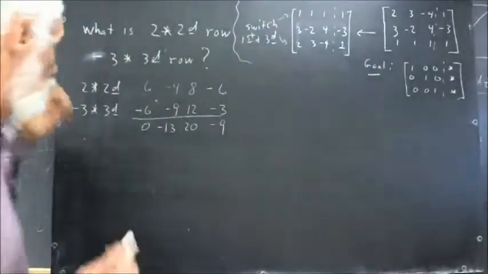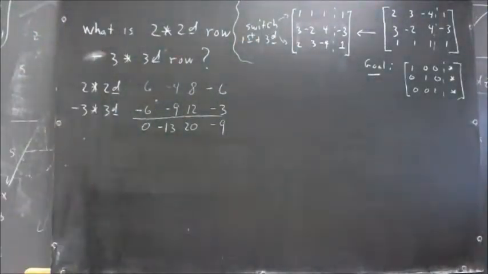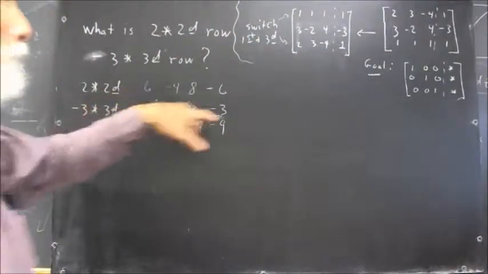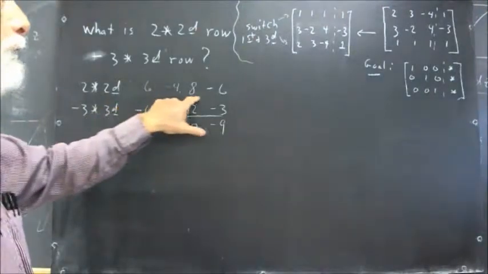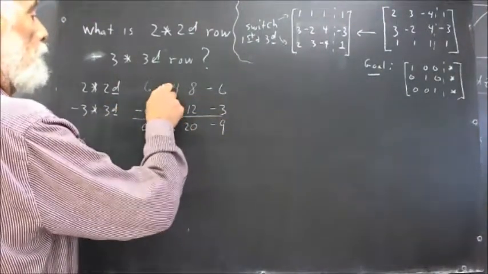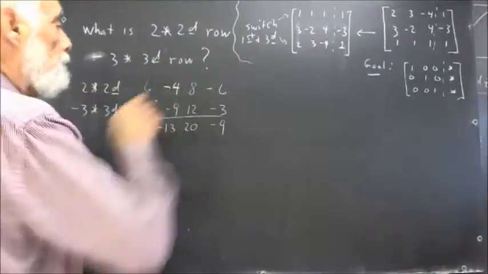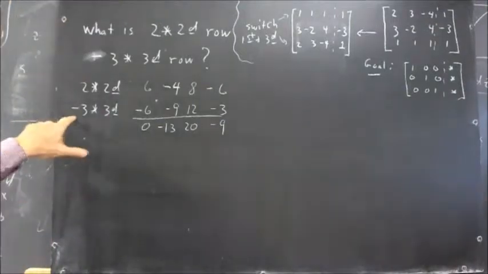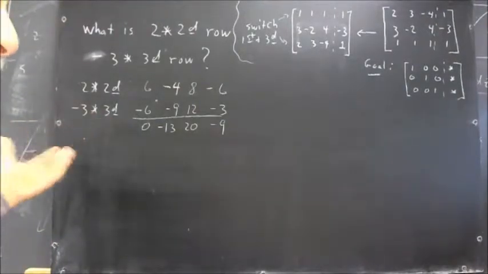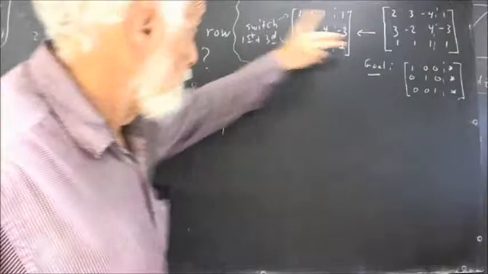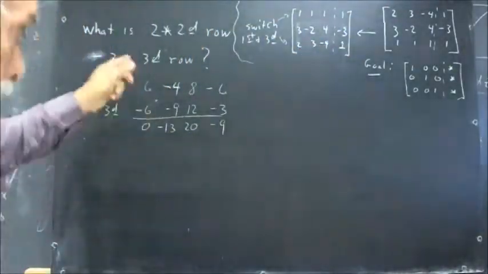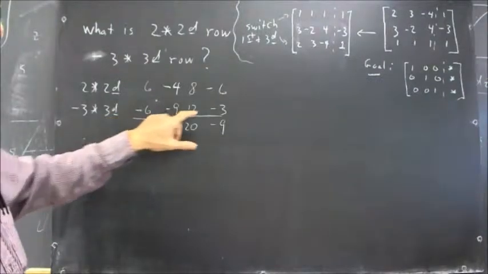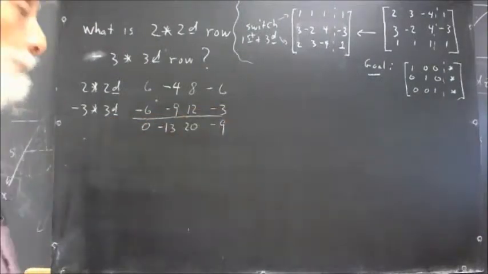And having done that, now here it is. 2 times the second row is just 2 times this row. You can check it out yourself. We multiply all these numbers by 2. We get 6, negative 4, 8, 6. And negative 3 times the third row, what's that? If you haven't done that already, take negative 3 times this row and see if you don't get what we get here. That is negative 6, negative 9, 12, negative 3.